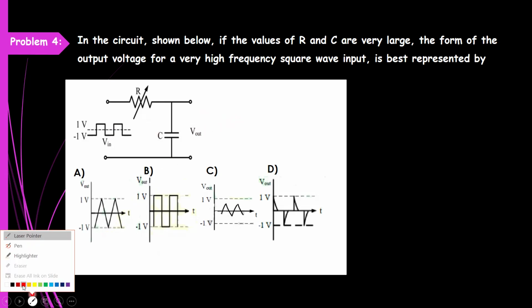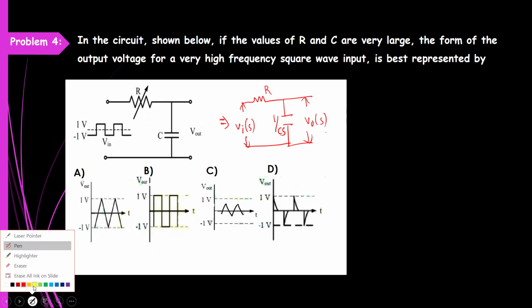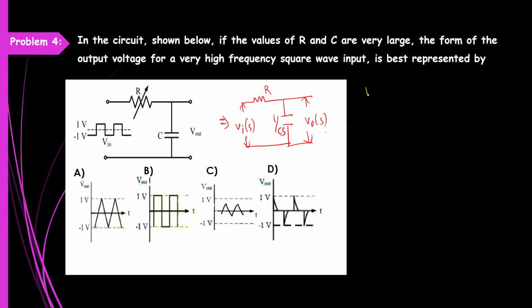So if we know the equation for the output voltage, we can directly find it. Otherwise, we can convert to the S domain and find the inverse Laplace transform. So here, let me convert that into the S domain. So R stays, and this will become 1 by Cs, and here I am taking the input voltage as VA of S, and the output voltage as V naught of S. Okay. So let me find the value of V naught of S.